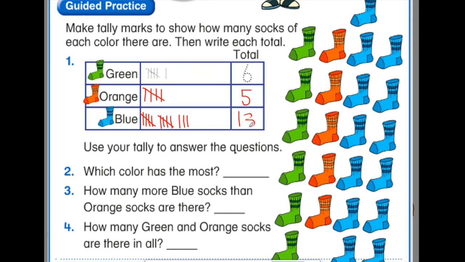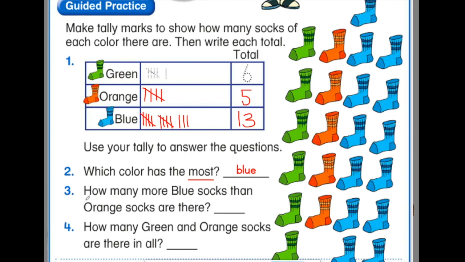Now that we have all of our information gathered, let's go to our questions to see what we can find. Let's take a look at question number 2. It says, which color has the most? Think about what that word means. Most, biggest, greatest. So looking at our tally chart that we have here, which sock is the most, boys and girls? Shout it out. And we see that the number 13 is the biggest, so we have the most blue socks.